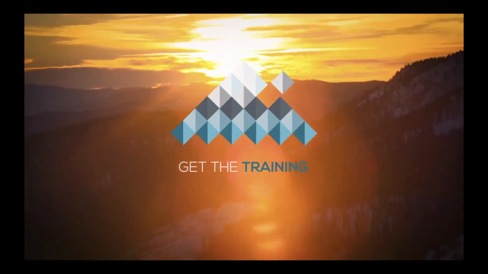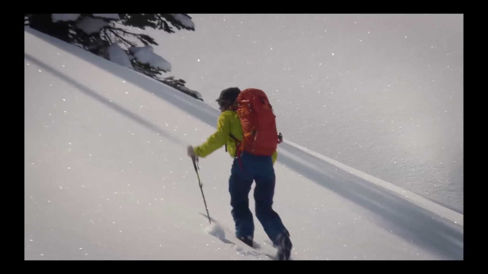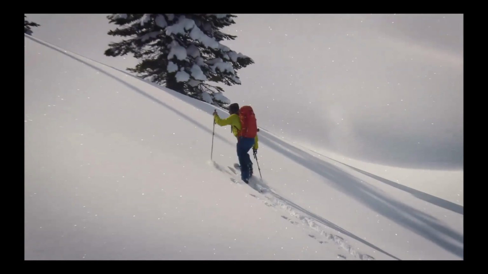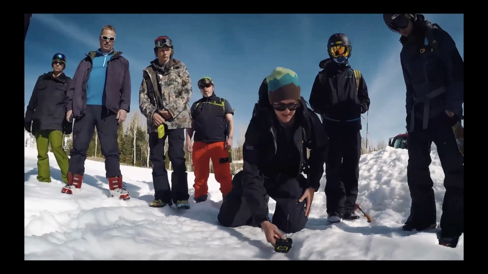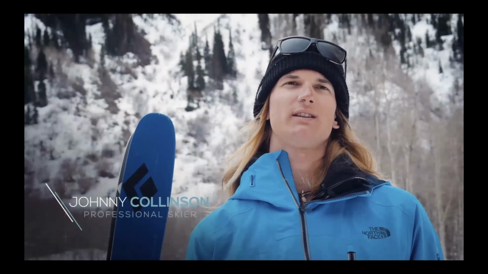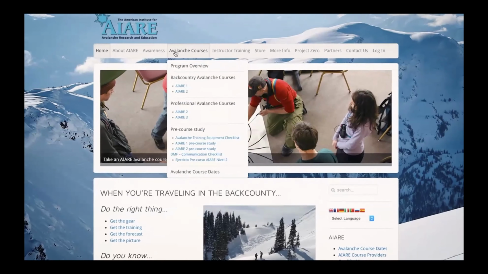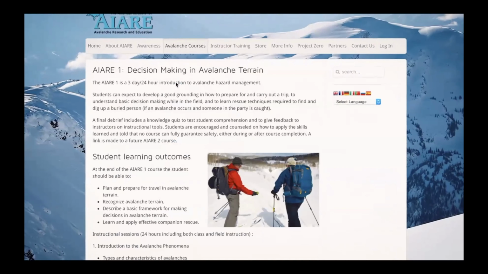So now that you've got the gear, you've got to get the training. When you take an avalanche course, you're basically getting keys to a whole new world. You'll learn about avalanche terrain, snowpack, weather, rescue. Essentially, you're trying to take the guesswork out of travel in avalanche terrain. As a first-timer just coming in, it's really important to take the right classes and gain all the knowledge before going out in the backcountry.